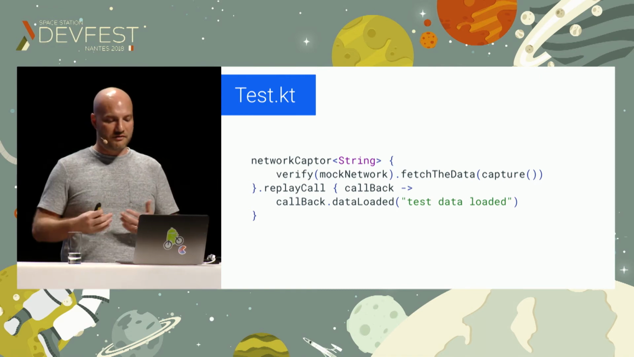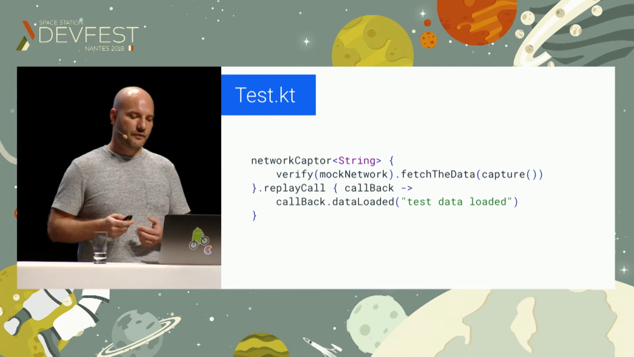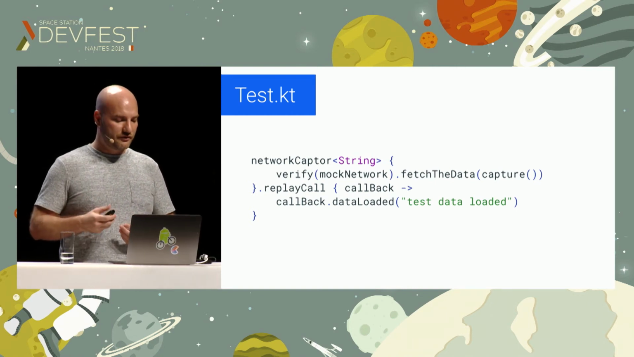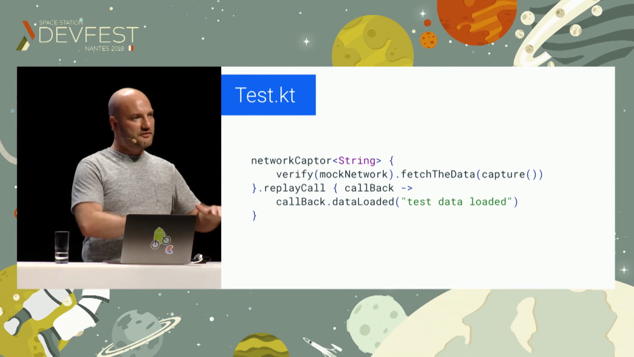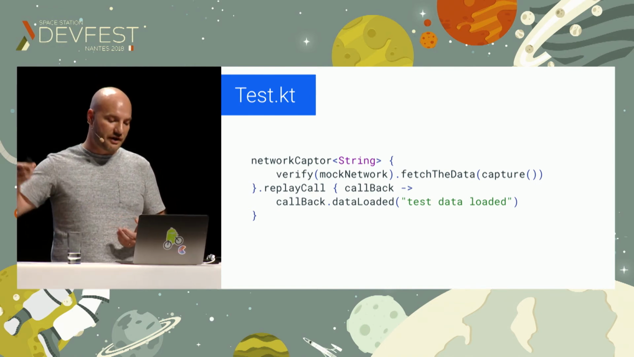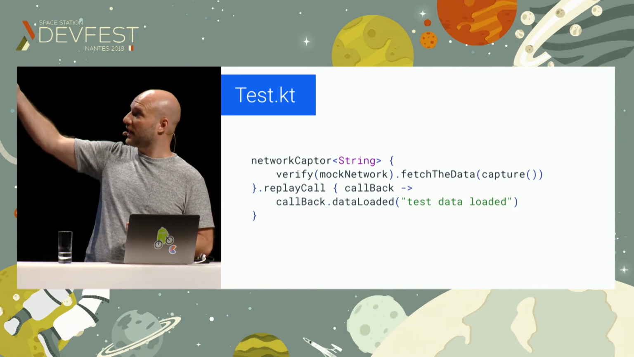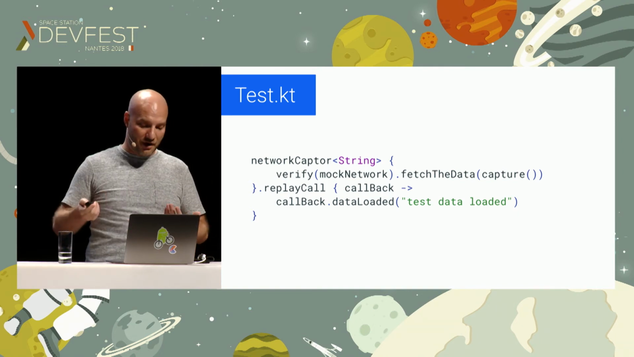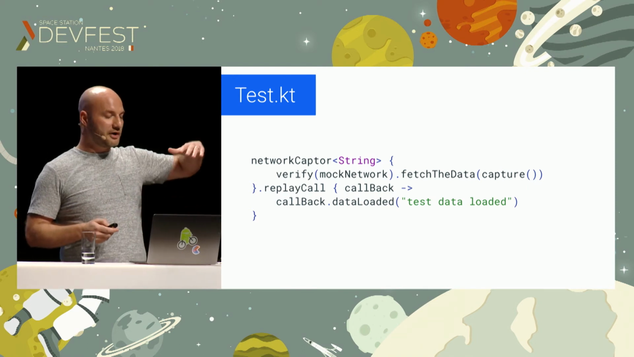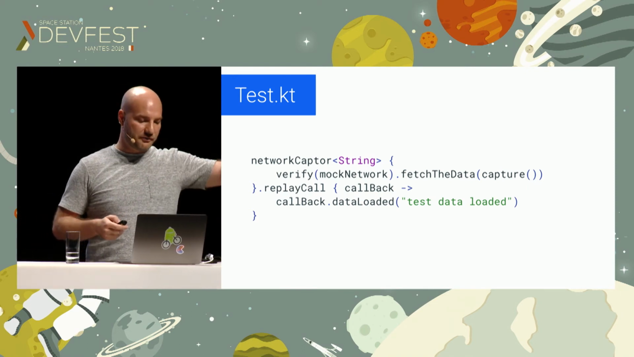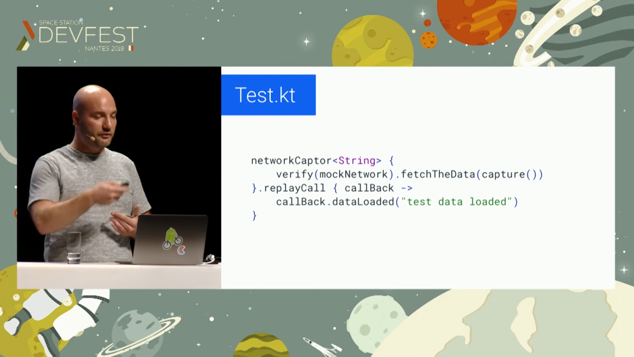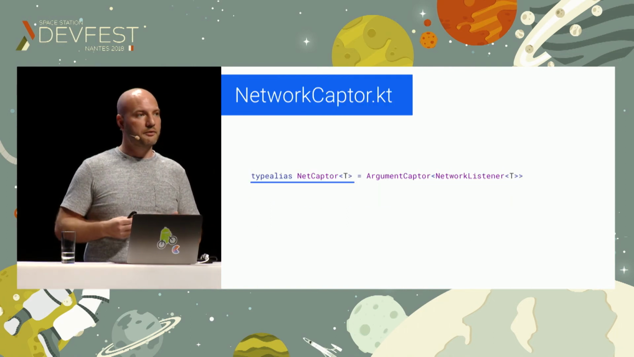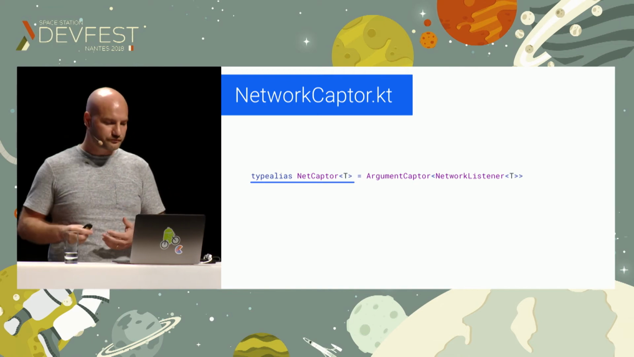Here's an example of a cleaned up API in Kotlin. It's keeping just enough of the code to make it readable, but it's removing all of the extra boilerplate. Reading it, we can see that it makes a network capture. And then we use it to capture a value from a mock. And then later, we can replay that call and make some assertions with, or do something with the callback. Let's implement this with Kotlin. It's about 18 lines of code.